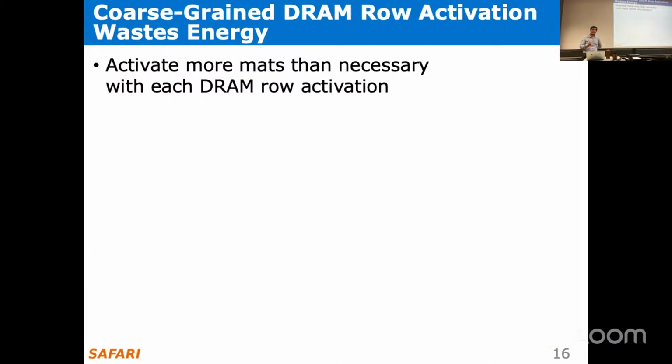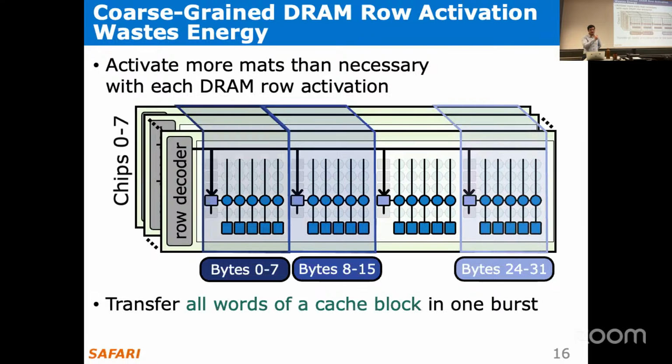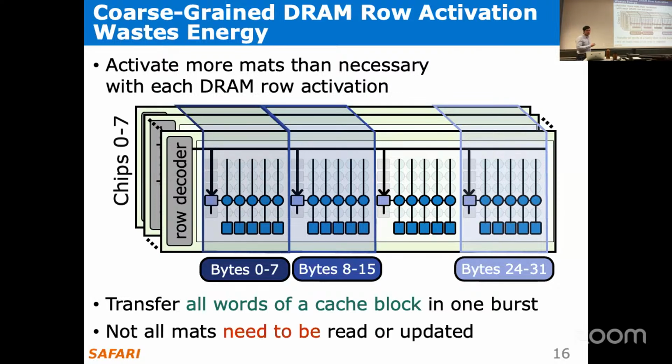Now, coarse-grained activation of DRAM rows also causes energy waste. The DRAM chip activates all mats with every activate command to transfer all the words of a cache block in one data transfer burst to maintain high throughput. However, activating all mats is also not necessary because the processor does not use all of the words that it receives from DRAM. And the unused words lead to activation energy waste.